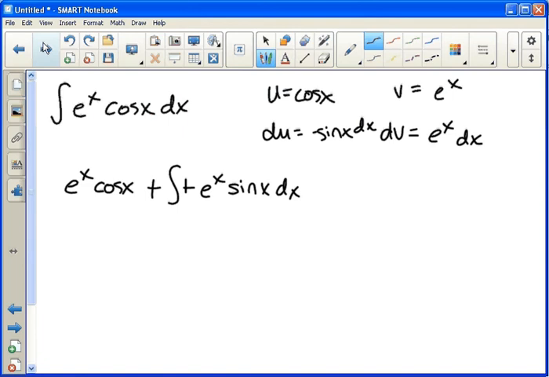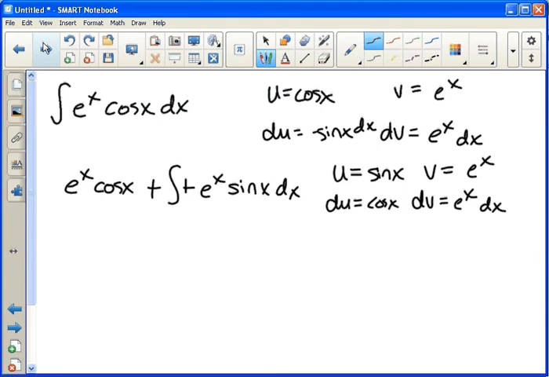So again, u is your trig function. dv is e to the x dx. So du is cosine x, and v is e to the x. Okay, so we're going to have e to the x cosine x plus u times v, so that's e to the x sine x, minus the integral of v du, so that's e to the x cosine x dx.